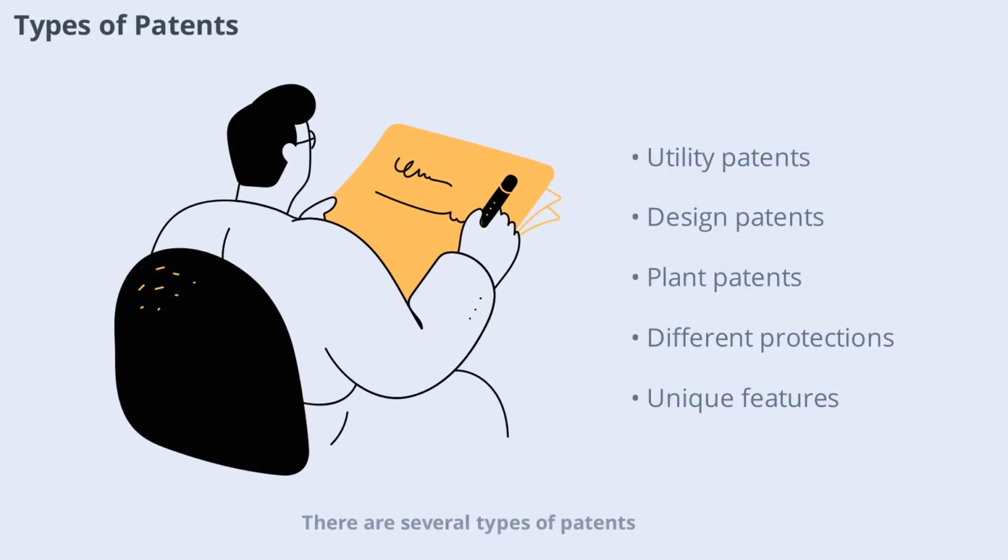There are several types of patents, each designed to protect different kinds of inventions. The most common are utility patents, which cover new and useful processes, machines, or compositions of matter. Design patents protect the ornamental appearance of products, while plant patents safeguard new varieties of plants. Understanding these distinctions is crucial for inventors seeking the right protection for their creation. In this scene, we'll break down the main categories and their unique features, helping you navigate the patent landscape.